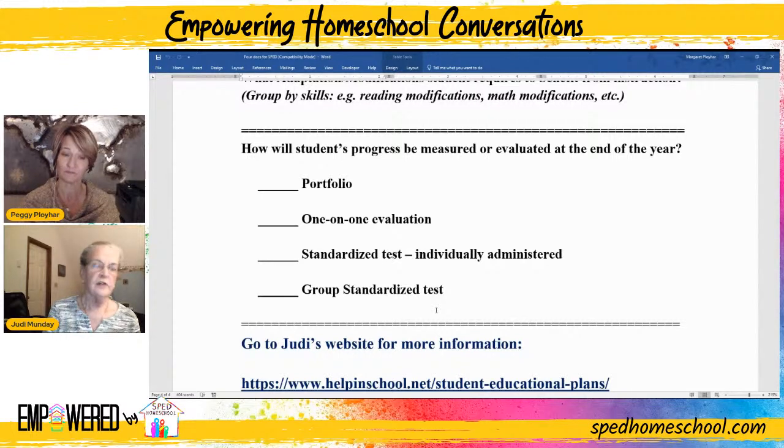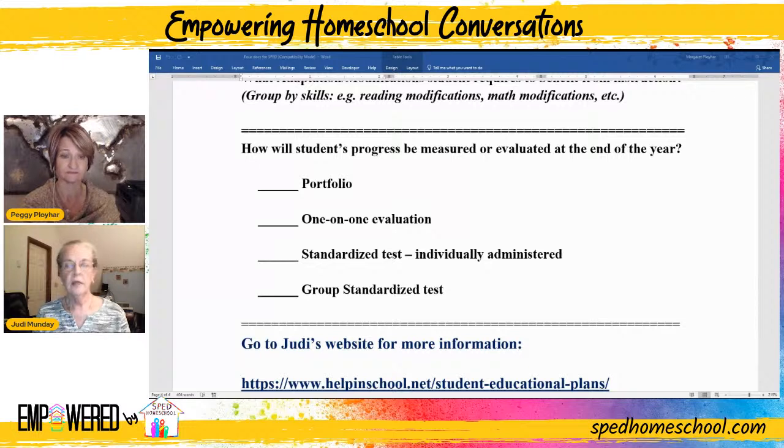And I have seen the most outstanding portfolios where the parent writes a narrative, but then there are photographs of the child doing it and photographs of the child's work. Yeah. It doesn't have to be fancy. Other parents like what they call a lap book. That's another option that shows what they've learned.